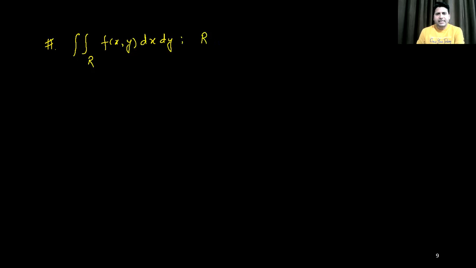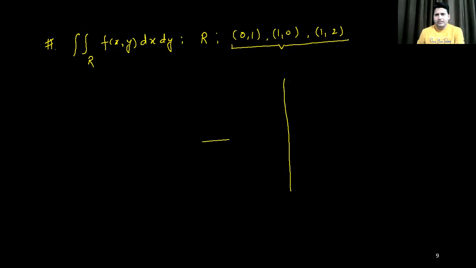where R is given as a region bounded by the points (0,1), (1,0) and (1,2). Here the region is bounded by the points (0,1), (1,0) and (1,2), which means the curves are not given, points are given. So we should draw the points and try to identify the region first. Let us see. So the points are (0,1).